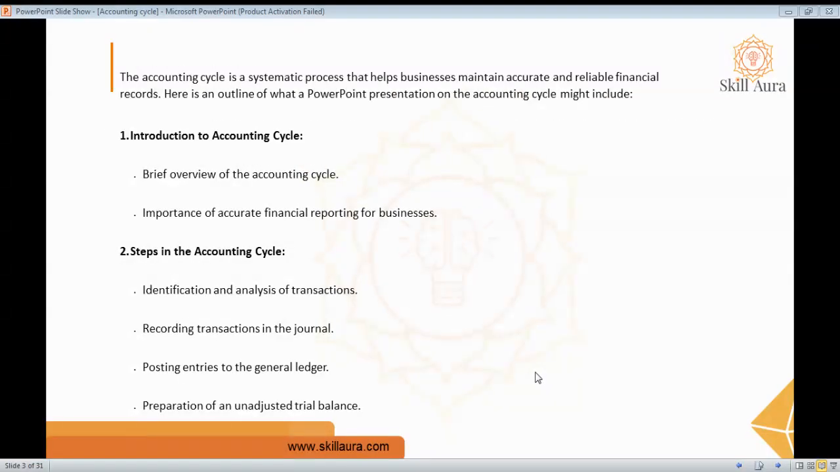Let's know the steps in the accounting cycle, and also what topics will be covered in this accounting cycle. We'll know the introduction of the accounting cycle, we'll go through an overview of the accounting cycle briefly, and next we'll understand the importance of accurate financial reporting for a business. And these are the steps in the accounting cycle: first we'll identify and analyze the transaction, then we'll prepare a journal, then we will post those entries into a ledger and prepare an unadjusted trial balance. These are the four important steps which come under the accounting cycle.